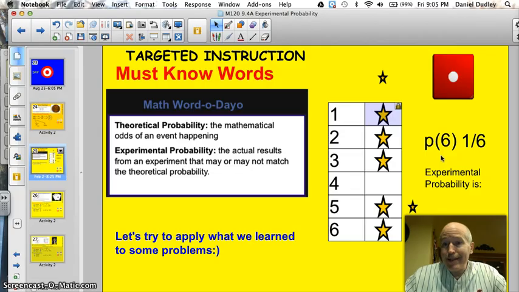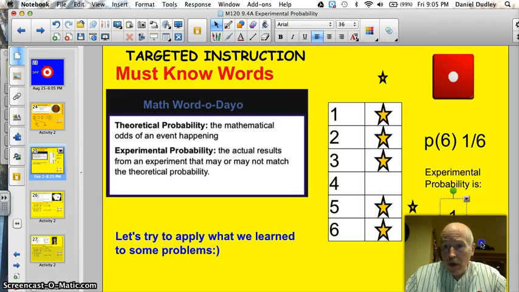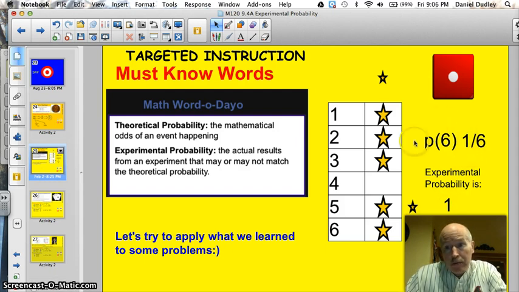So I've rolled it 6 times. 1, 2, 3, 4, 5, and 6. So I'm going to put down my 6. And I hit the number 6 one time. So my experimental probability here was 1 out of 6. My theoretical probability was 1 out of 6. They actually matched this time. Did it match for the 5? No, it didn't. Did it match for the 4? No, because I had 0 out of 6 for the 4, and my experimental probability for the 5 was 2 out of 6. It was double what should have happened.